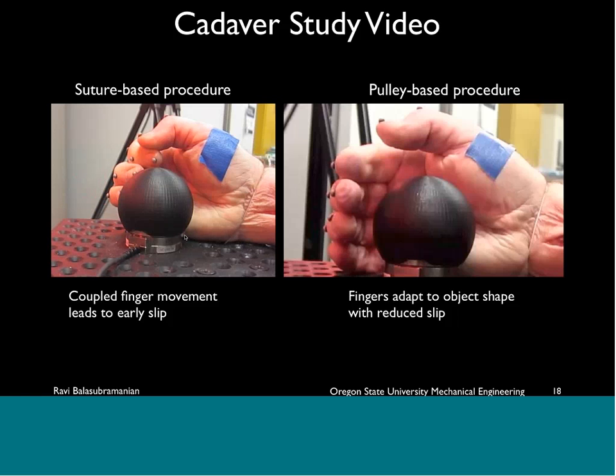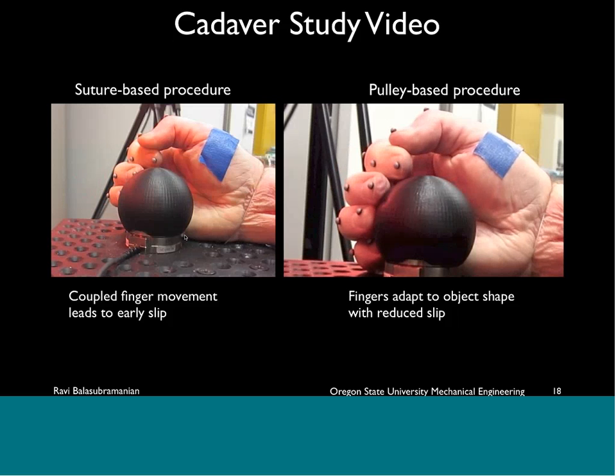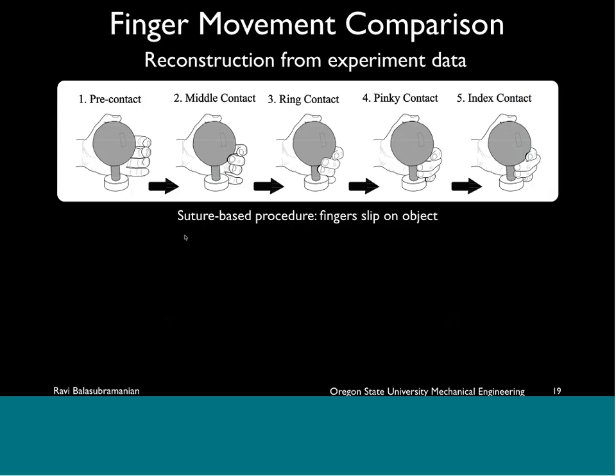Now, in the pulley-based procedure, we see coupled movement before contact, which is what we expect, because you still have only one muscle pulling on 4 tendons. But after contact, we notice that the fingers are adapting significantly better to the object shape when compared to the suture-based procedure. Okay, so what we did is we took these videos and actually created line drawings from them to illustrate this point a little bit better. So this is actual real reconstruction of real experiment data.